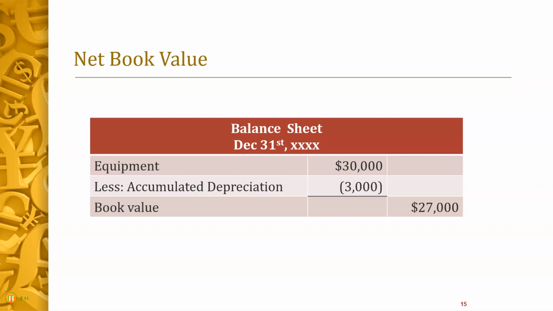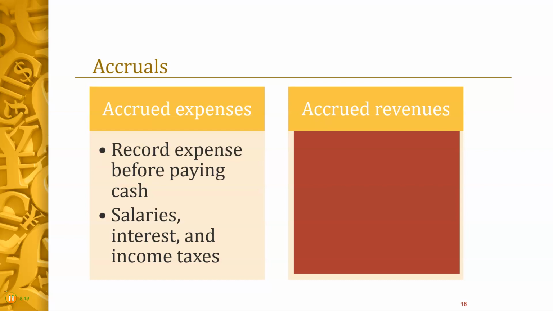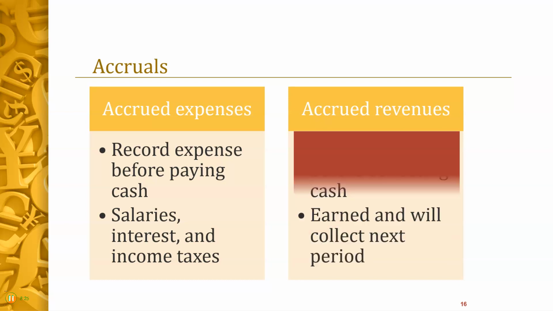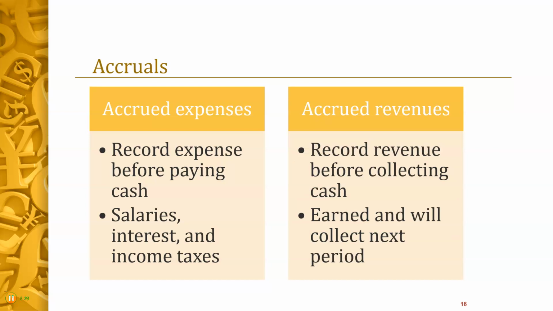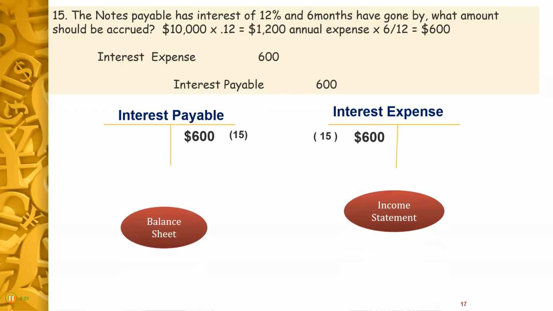Now we're going to look at things that are not on the balance sheet at all. And this is what we call accruals. Accruals, we record expense before cash is paid, like the utility bill, you just got it, salary expenses, interest, and income taxes. And we've done the work, but we haven't billed the client, but we earned it. So, our example, we had a notes payable, has interest of 12%, and 6 months have gone by. What amount should be accrued? Well, if you take the face of the note, which is $10,000 based on our trial balance, times 12% equals $1,200. But remember, that's always the annual amount. We only had it for half a year, so we only get to record 6 months. If you notice, this is going to affect both the income statement and the balance sheet.